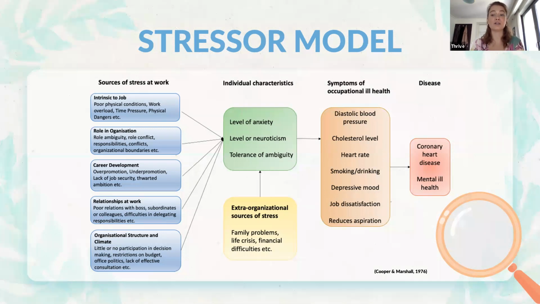The next component of the model explores how individual characteristics influence the way these stresses are perceived and dealt with. People with high level of anxiety and neuroticism and low tolerance to ambiguity will not be able to cope with these stresses well. This can ultimately lead to maladaptive coping strategies such as smoking and drinking, as well as reduced job satisfaction, but also physical health complications from elevated heart rate as well as elevated cholesterol levels. All of this can negatively impact an employee's mental health as well as their physical health, for example, resulting in coronary heart disease.